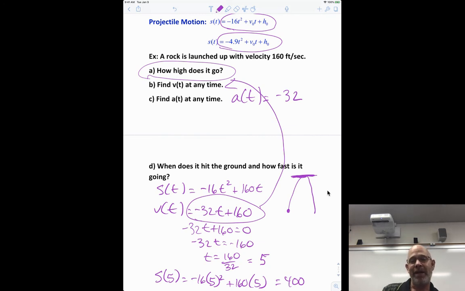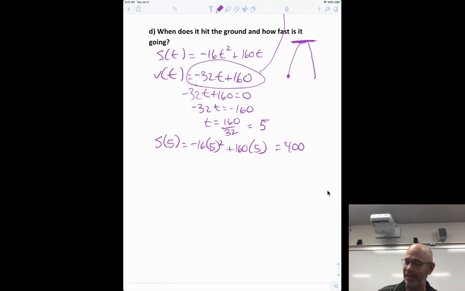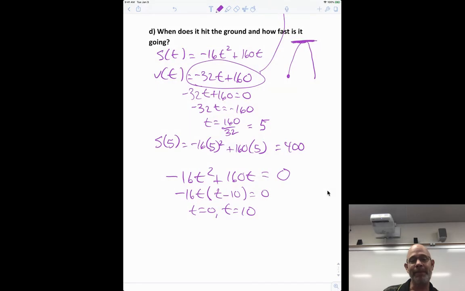When it hits the ground, that's not calculus. That's algebra, right? If I wanted to know when something hits the ground, I take the position, negative 16t squared plus 160t, and set that equal to 0, because that's when it's going to be on the ground. If I factor out a negative 16t, you can also use the quadratic formula, however you feel comfortable. But if I factor out this negative 16t, I'm left with t minus 10. So I get t equals 0 and t equals 10. So at time 0, it's on the ground, which we knew, and then it hits the ground at time 10.